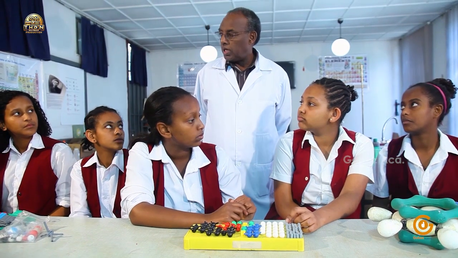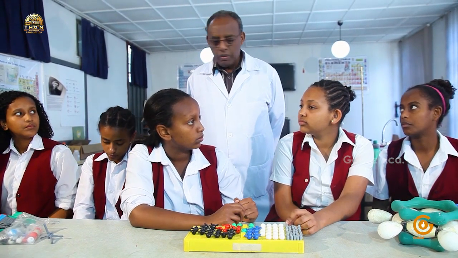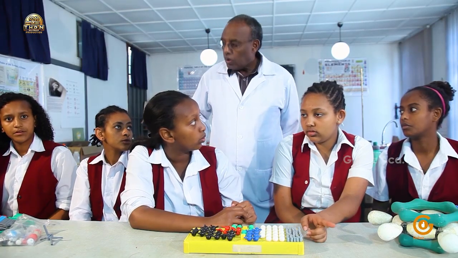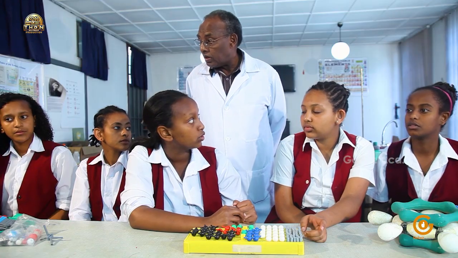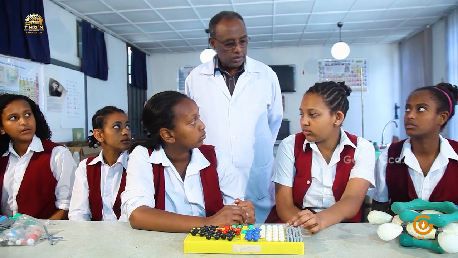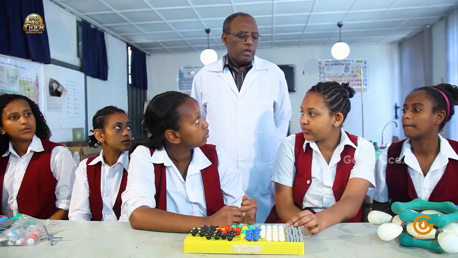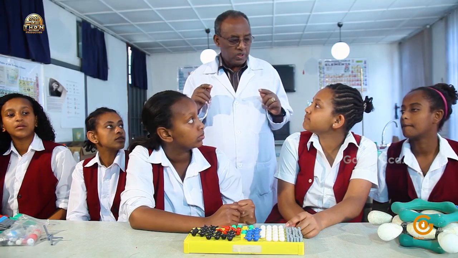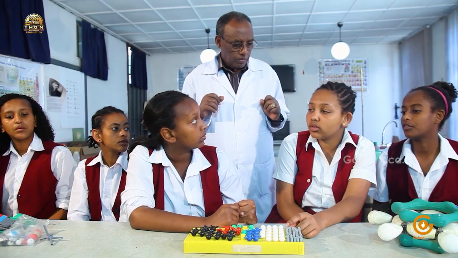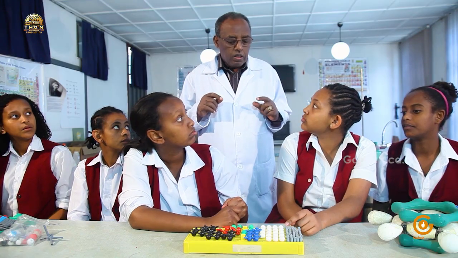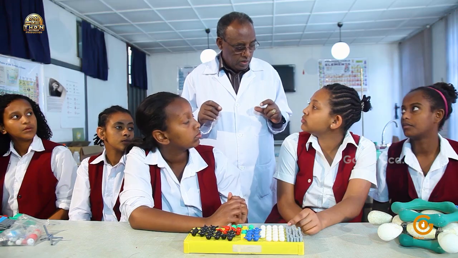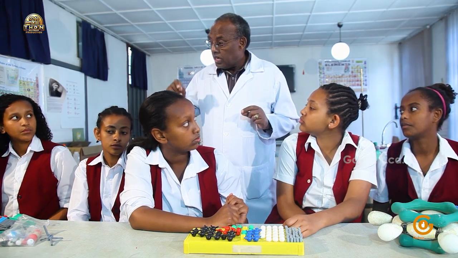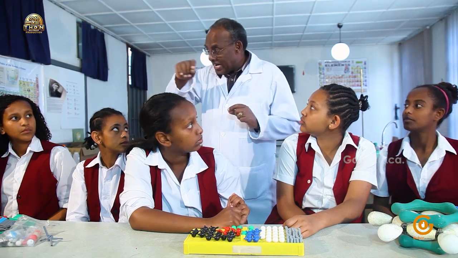In these 2 shells, how many orbitals are there? In the first shell, we have only 1 orbital. In the second shell, 3. What is the general formula? 2n squared. What does n stand for? The principal quantum number, which represents the number of the main energy level.